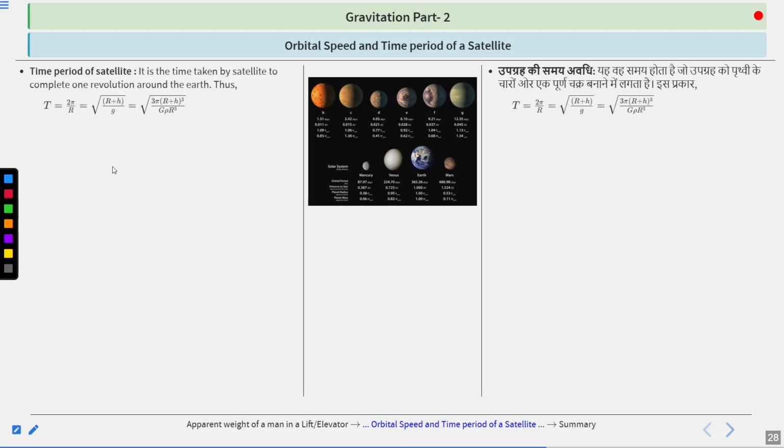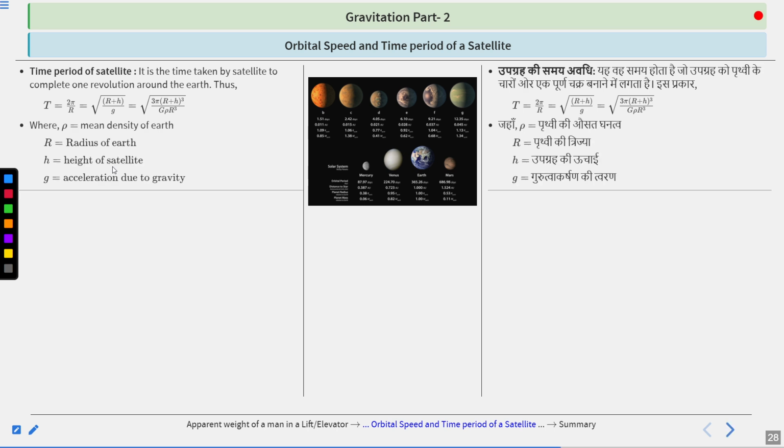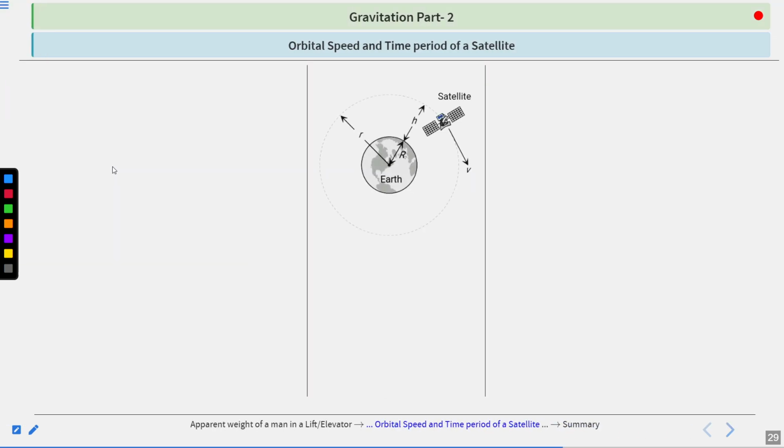Time period of a satellite, if we go by this, is the time taken by the satellite to complete one revolution around the Earth. Thus, T equals 2 pi under root (R_e plus h) whole cube by g R_e squared, which equals under root 3 pi (R_e plus h) whole cube by G rho R_e cube, where rho is the mean density of Earth, R_e is the radius of Earth, h is the height of the satellite, and g is the acceleration due to gravity.